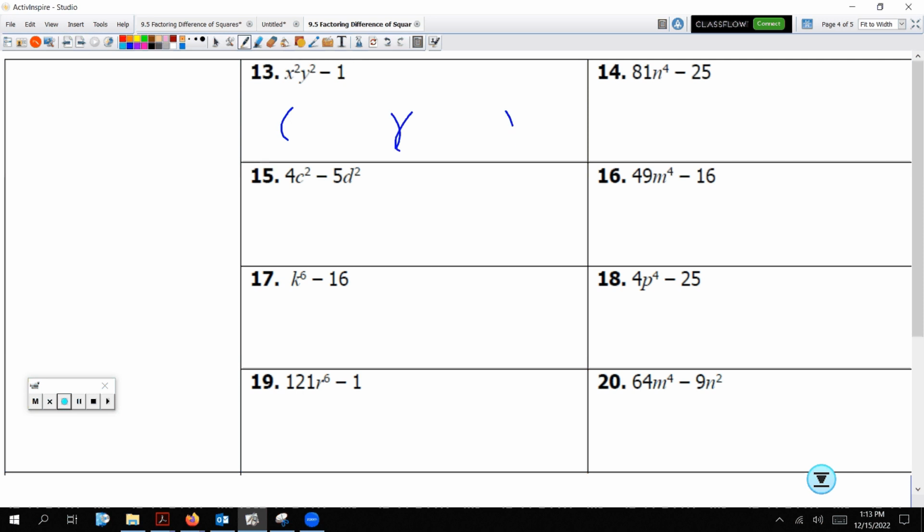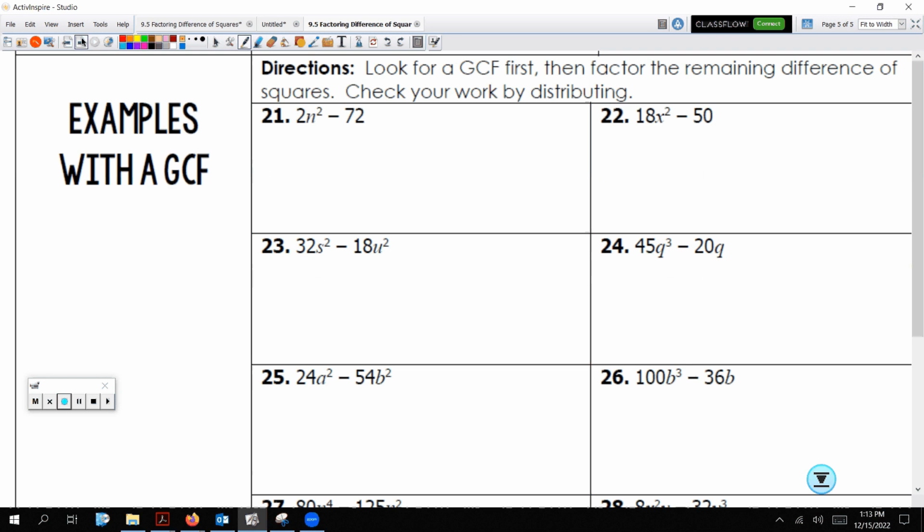So you set up your sets of parentheses. The square root of x squared y squared is just xy. And the square root of 1 is 1. And then plus, and then minus, and we're done. Okay, hopefully it's pretty simple. I think everyone was not minding this lesson at all.